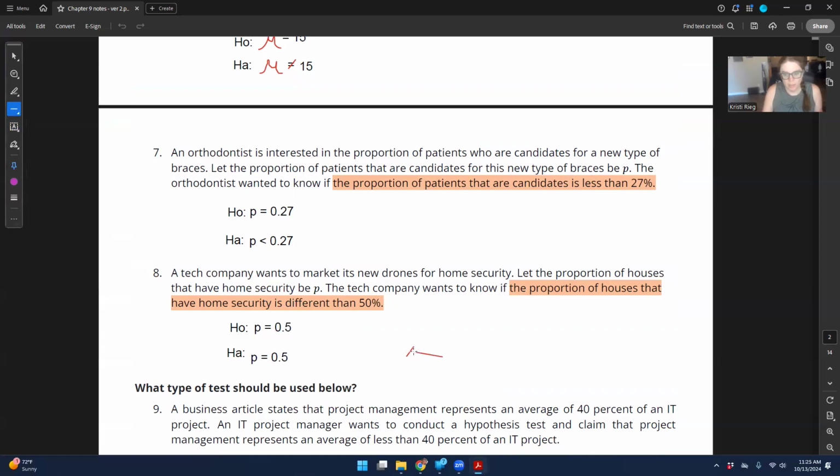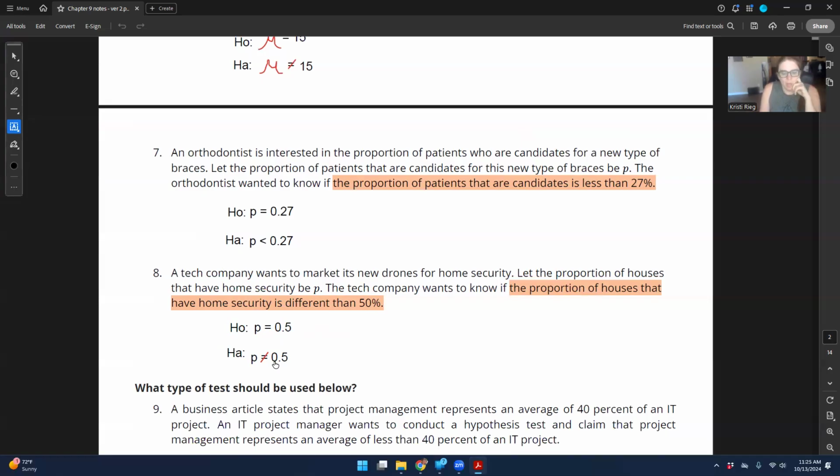Let me get my line moved over. Oh, much faster the second time. So we have proportion is equal to 50% is the null. Proportion is not equal to 50% is the alternative, and the 50% is written as a decimal. It's a number between 0 and 1.